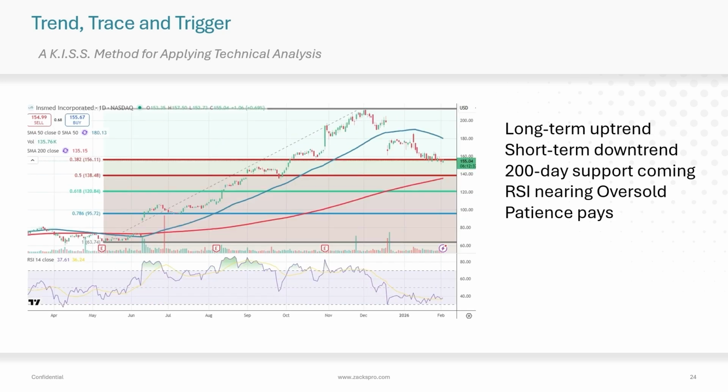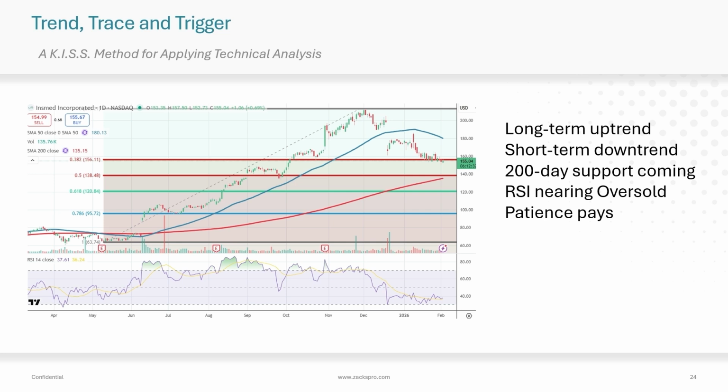Speaking of patience paying, here's another. This is a member of the NASDAQ 100, Insmed Incorporated, and long-term uptrend. So that's a plus. You see that 200-day moving average positively sloped. We're looking good. Short-term downtrend. We're below that 50-day, and that 50-day is negatively sloped. We can see that. RSI nearing oversold, so it's kind of been bouncing down along there.